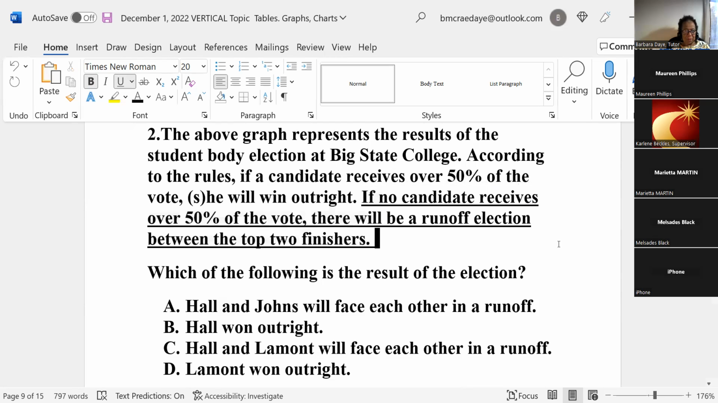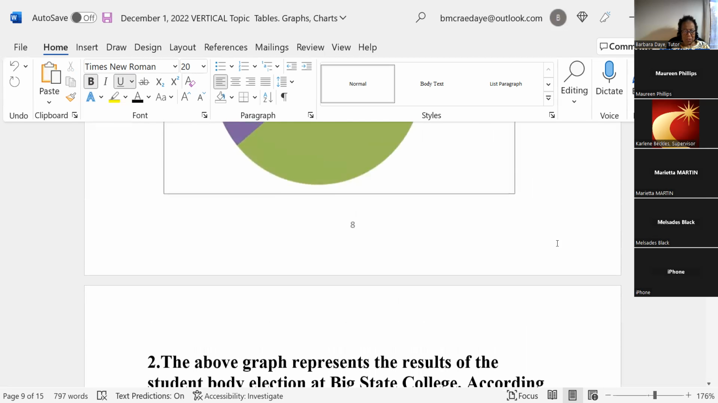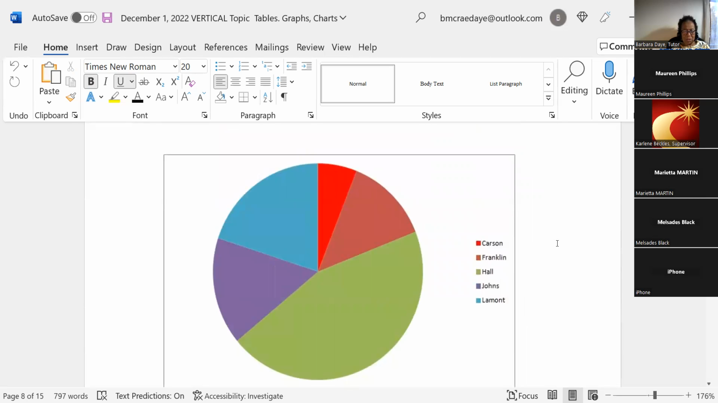That's important right there. If no candidate receives over 50% of the vote, there will be a runoff election between the top two finishers. Okay. So let's go back to this. What are the two top finishers, Maureen? Hall and Lamont. Did anybody get over 50%?